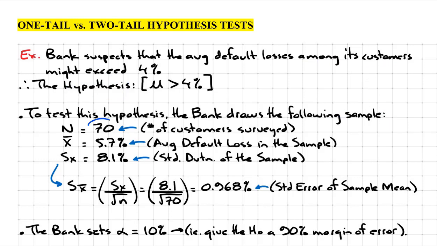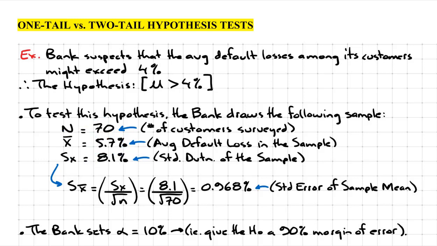The bank drew 70 customers' historic credit records. And they found that the average default loss among these 70 customers was 5.7%. And the standard deviation of the sample was 8.1%. And here's how to interpret the 8.1%. You have 70 observations, but one mean. So naturally, we want to know how dispersed these 70 observations were around the mean itself. So how dispersed were these individual observations?